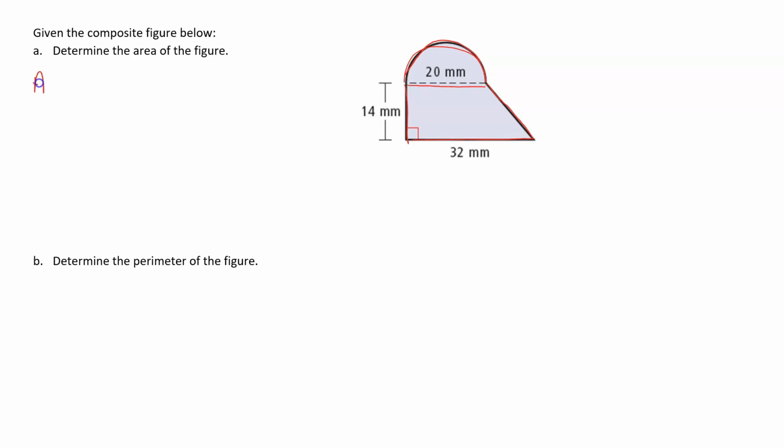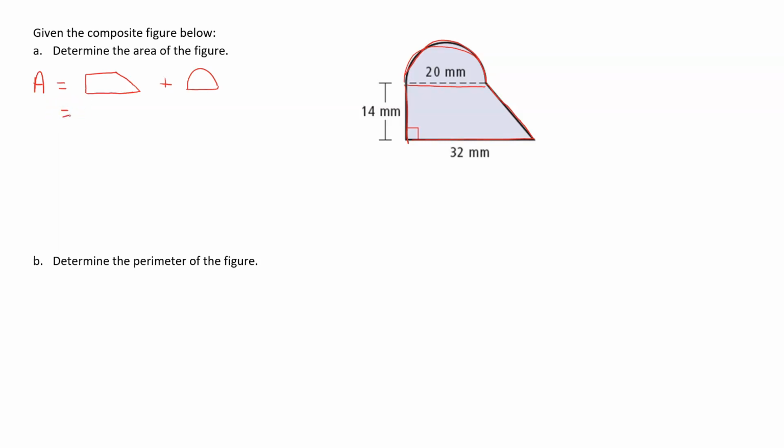To find the area of this composite shape, we find the area of the trapezoid and we find the area of the semicircle. We do those separately and then we add them together and that gives us the total area. So your strategy here is to look for shapes that you know the area formula for and divide your composite figure into those shapes.